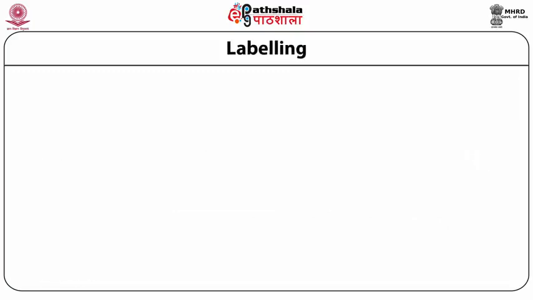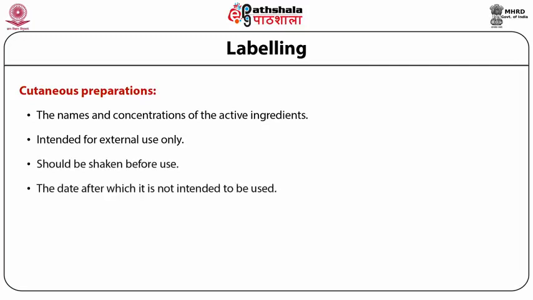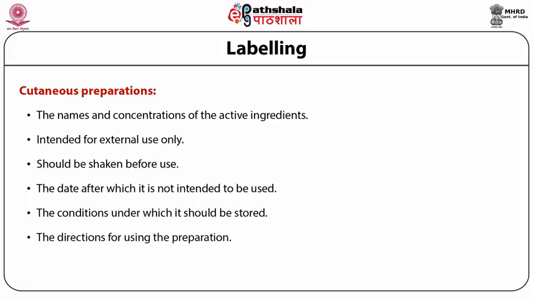Labeling requirements for cutaneous preparations should include all those things that have been mentioned. The first thing is the names and concentrations of the active ingredients. It is intended for external use only. It should be shaken before every use. The date after which it is not intended to be used, the storage conditions, the directions for using the preparation, and any special precaution that is to be observed during its storage and use.